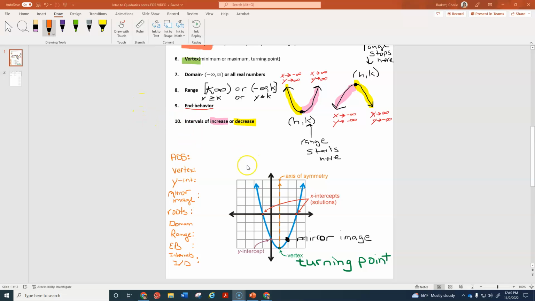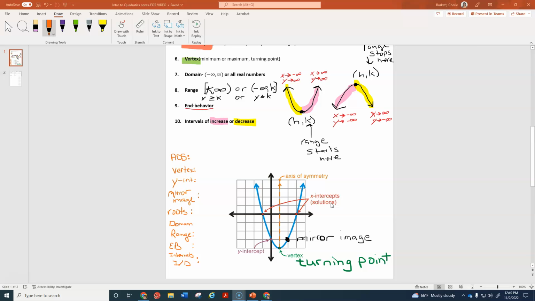Okay, so we talked about all of these pieces parts, but we didn't actually look at this parabola and then write down all the pieces of information. And this is something that you're going to have to do on both your practice and on your next test, and maybe a quiz or two in between. So you're going to be given a parabola and you're going to be asked to identify all of these characteristics.